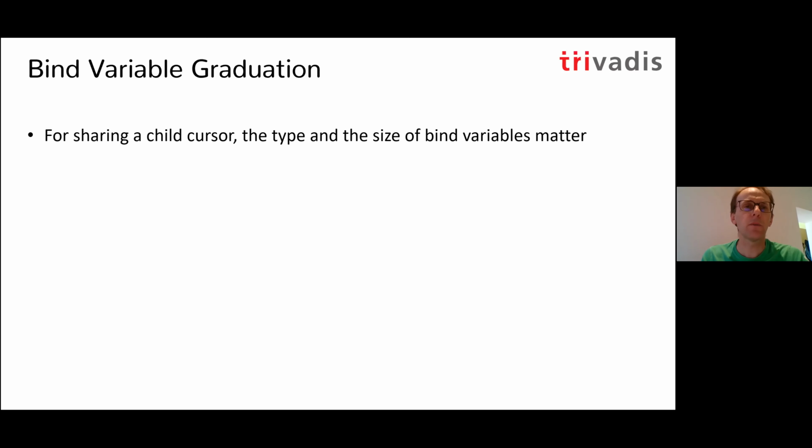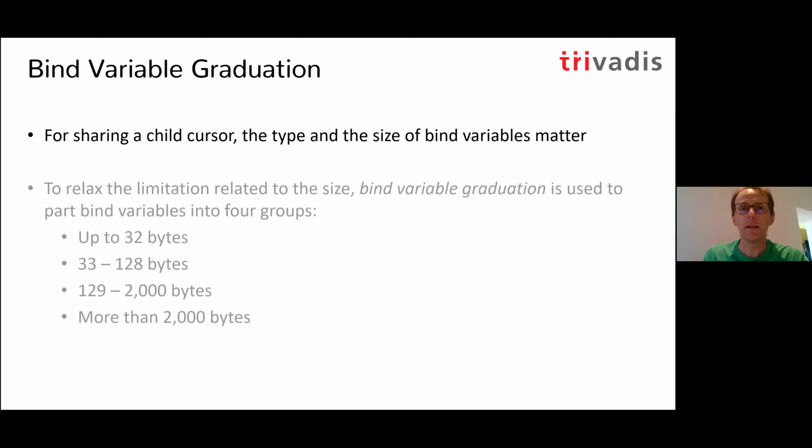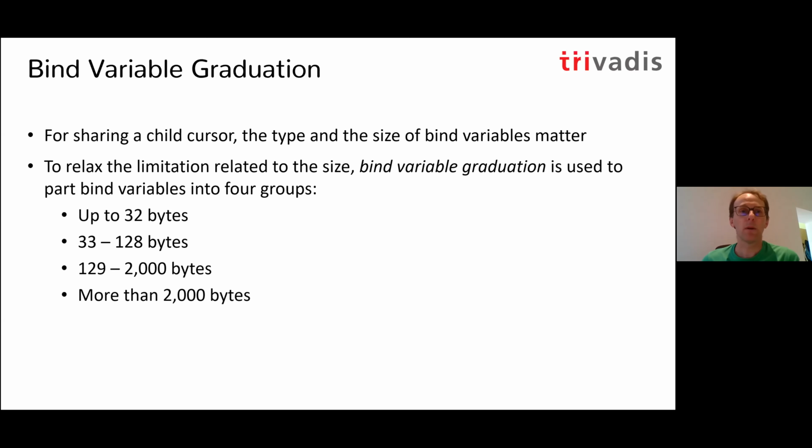That's the reason why Oracle introduced the concept of bind variable graduation. The idea is that they don't use the size of the bind variable itself, but basically they put the bind variable in 4 categories. So the engine says, okay, everything up to 32 bytes is the first group. From 33 bytes to 128 is a second group.